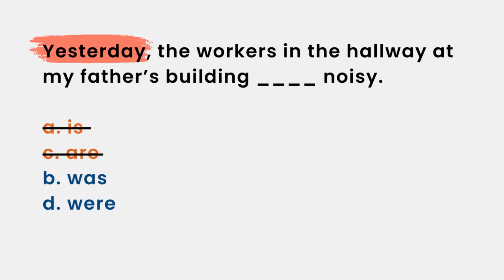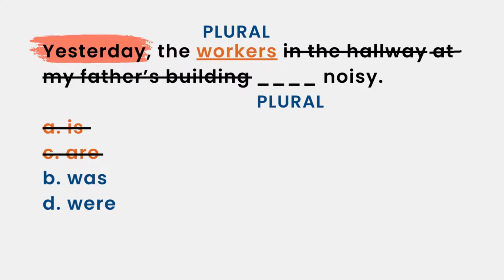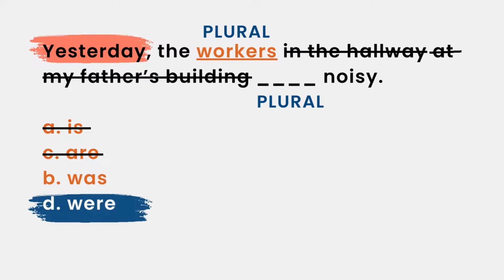Now going back to our test item, let's eliminate the prepositional phrases. And these are in the hallway and at my father's building. As you can see, we are left with one noun, workers, which is the real subject. And since workers is plural, the verb should also be plural. So the correct answer is letter D, were.